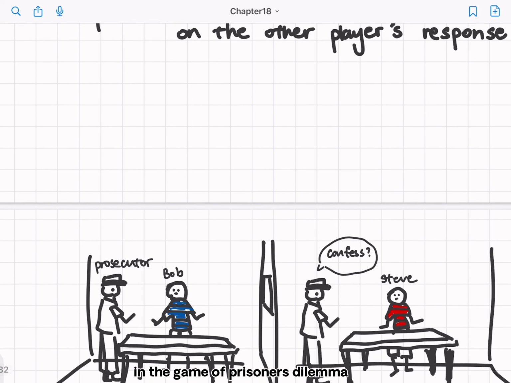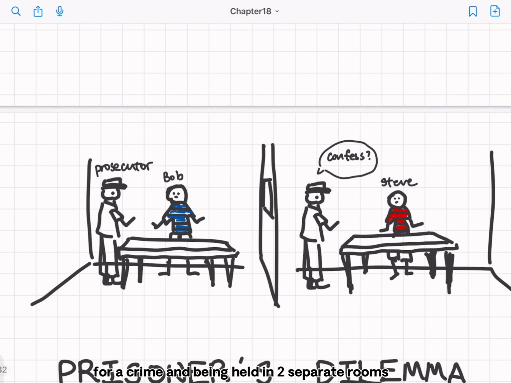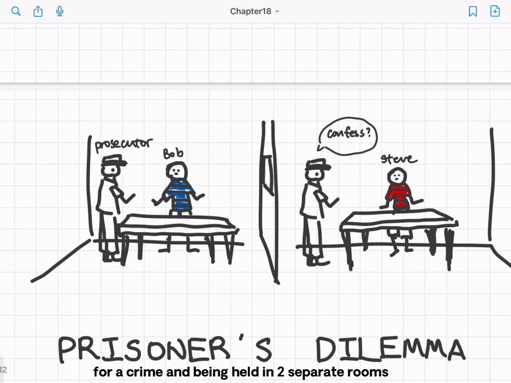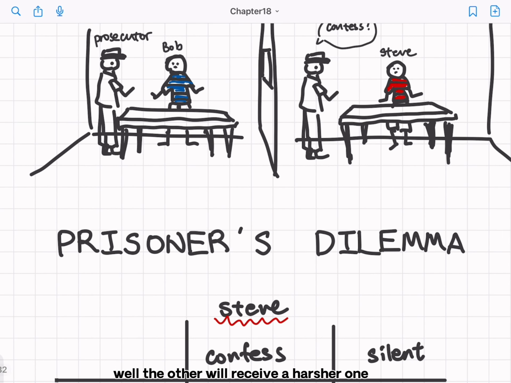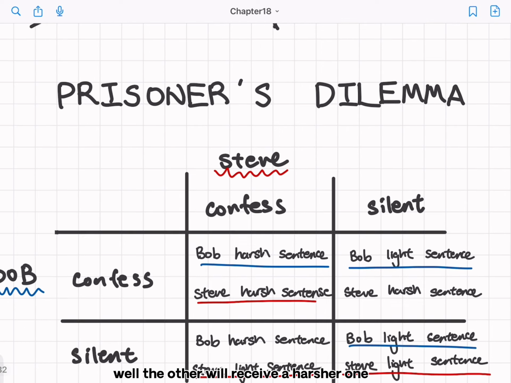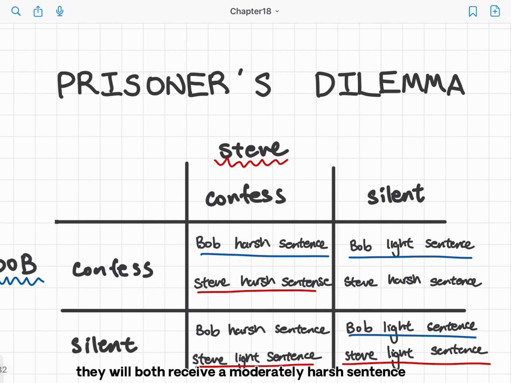In the game of prisoner's dilemma, two suspects are arrested for a crime and held in two separate rooms. The prosecutor offers each of them a deal. If one confesses and implicates the other, they will receive a lighter sentence, while the other will receive a harsher one. If both confess, they will both receive a moderately harsh sentence. If neither confesses, they will both receive a light sentence.